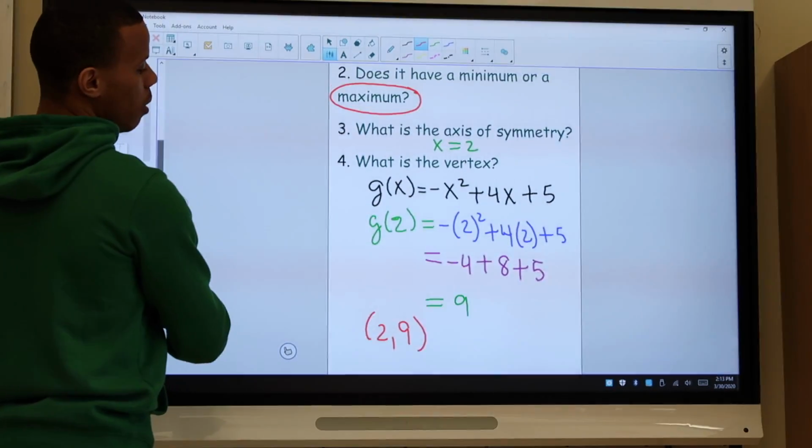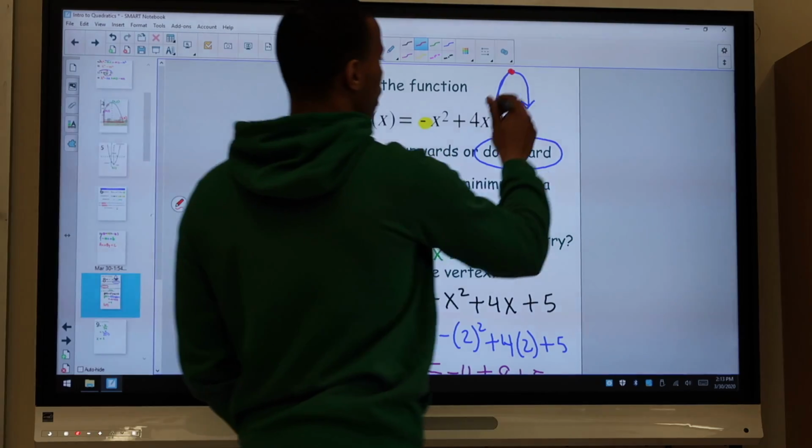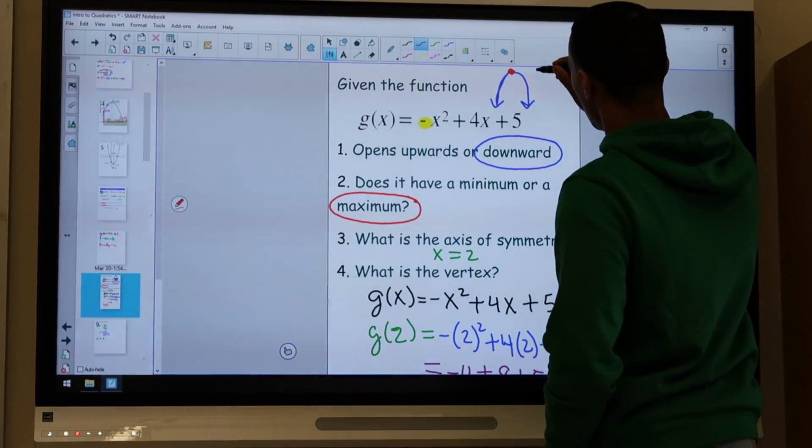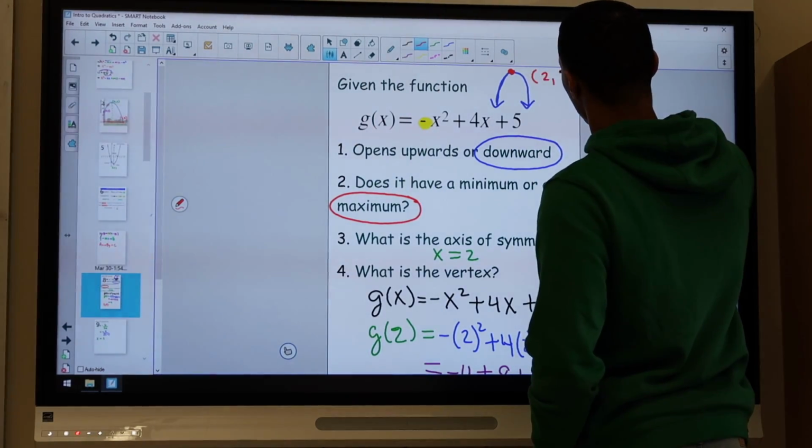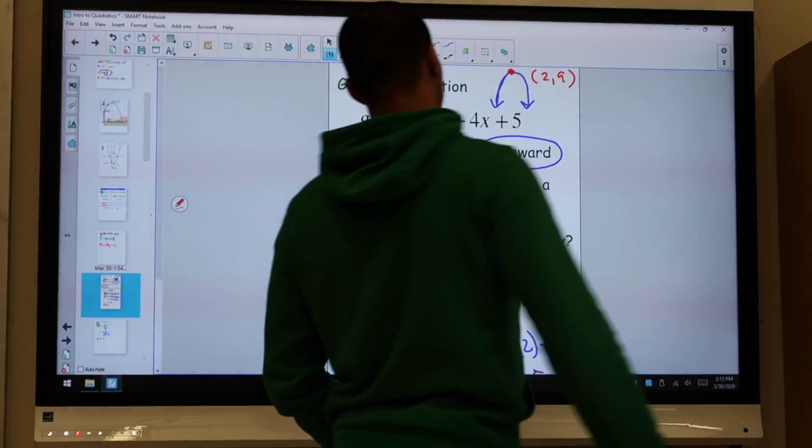So now you're going to go up. And you know that this point up here is going to be 2, 9.